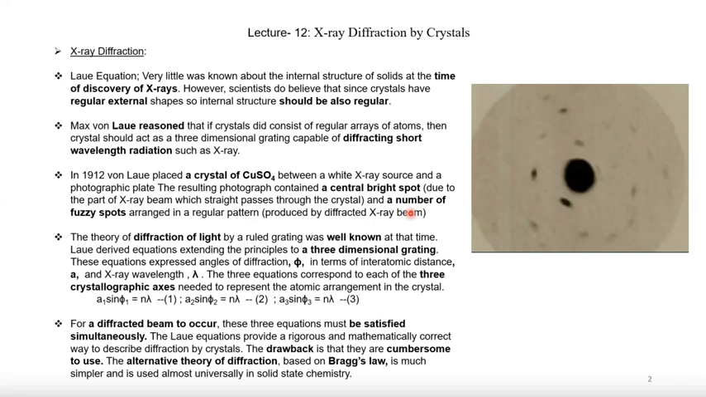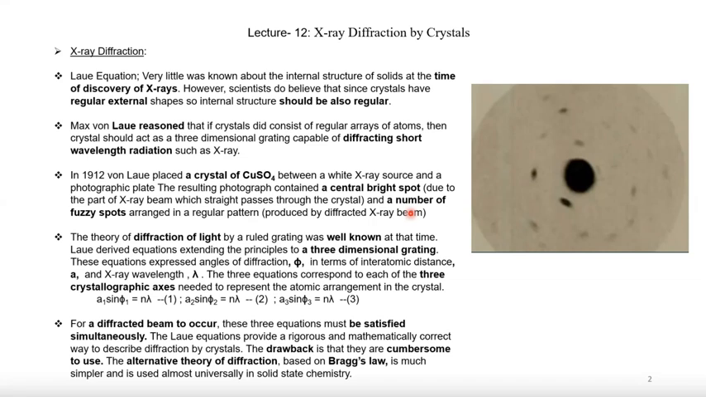It is Max von Laue who was thinking that if crystals are arranged in a regular array of atoms or ions or molecules, it should give diffraction with short wavelength of radiation, such as X-ray. What he did, he took crystals of copper sulfate, placed in between the white X-ray source and a photographic plate.